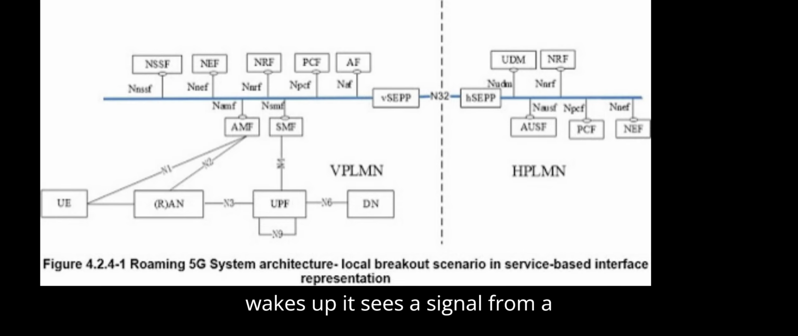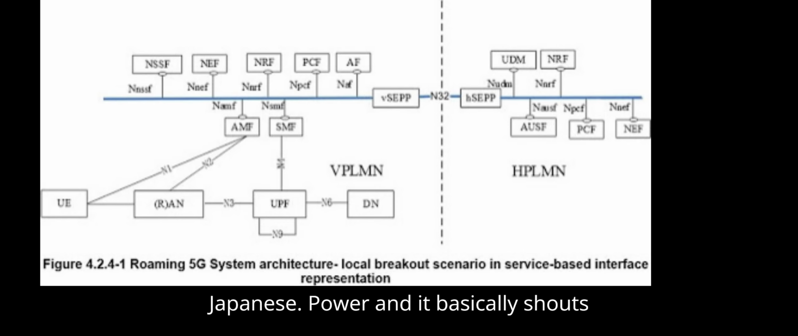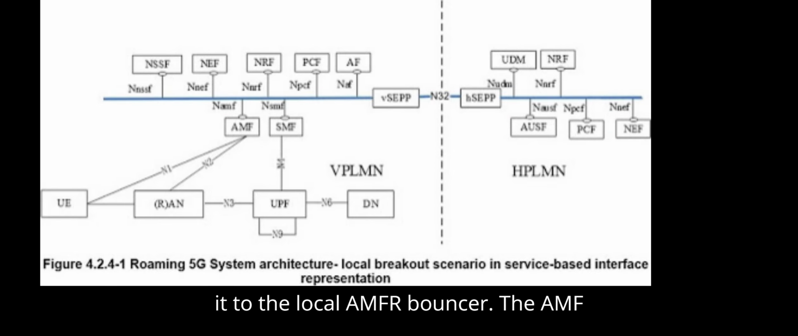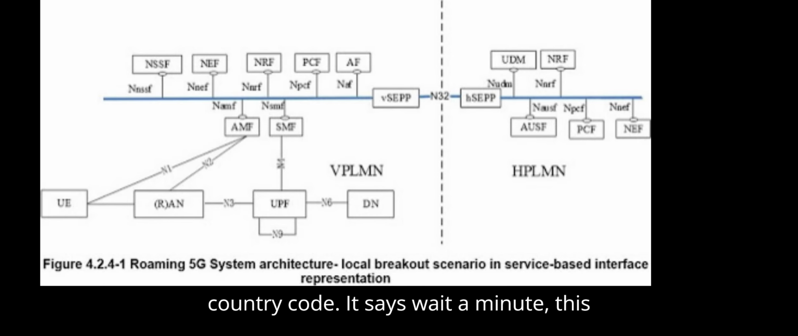Your phone wakes up, it sees a signal from a Japanese tower, and it basically shouts, hello, I want to connect. And the tower catches that signal. The tower forwards it to the local AMF, the bouncer. The AMF looks at the SIM card info and sees the country code. It says, wait a minute, this isn't a Japanese user. This is a subscriber from Taiwan.